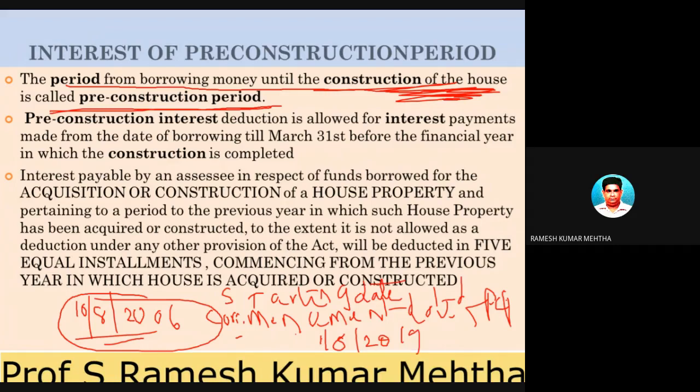So the pre-construction period is understood as starting from 10/8/2016 and ending on 1/8/2019, but with some conditions. Let's see them one by one. Pre-construction period deduction is allowed.